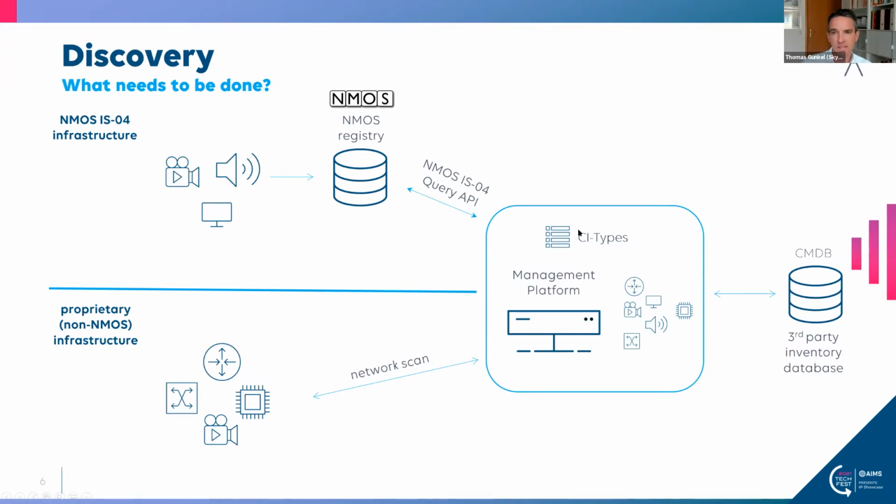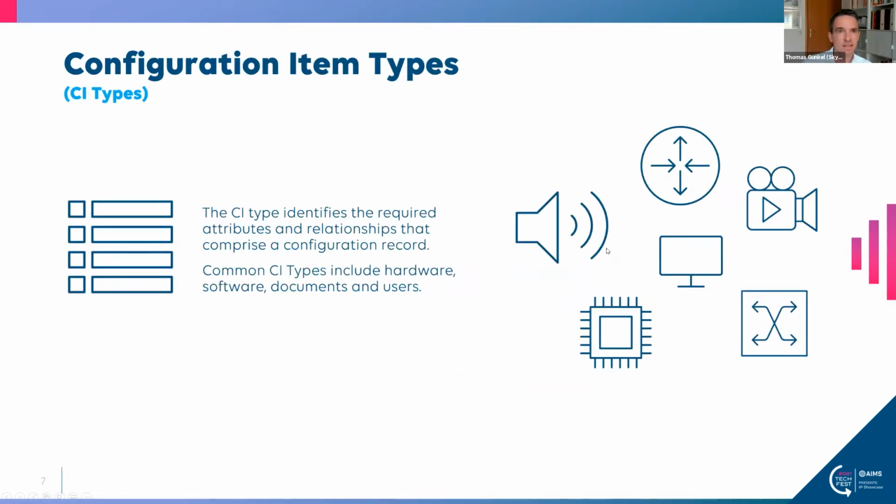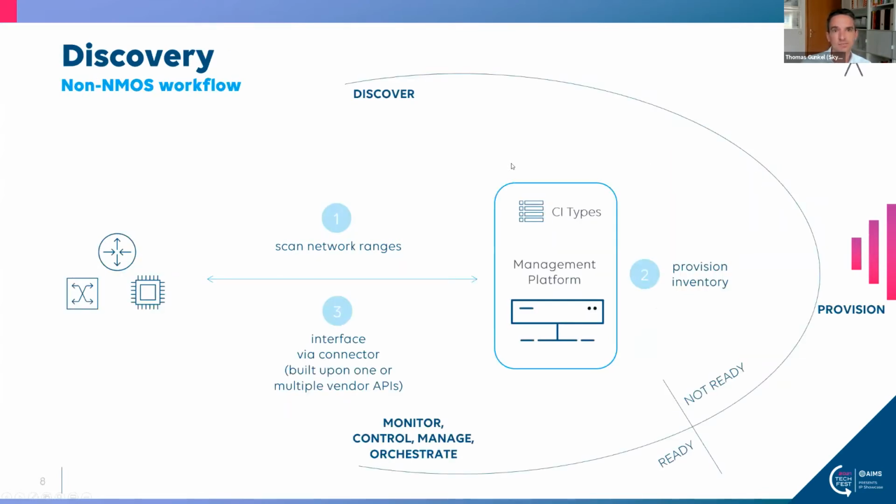We store those things in a so-called CI type. What is that? It's a configuration item type, CI types. Stands for, when you Google for it, to identify the required attributes and relationships that comprise a configuration record. So everything you need to configure your equipment, and that includes hardware, but also software. That can be any kind of documents and even users, people, that are stored in a, say, CI type. It's administrative data and all the logic you need to configure your devices.